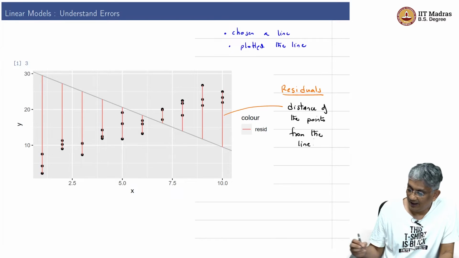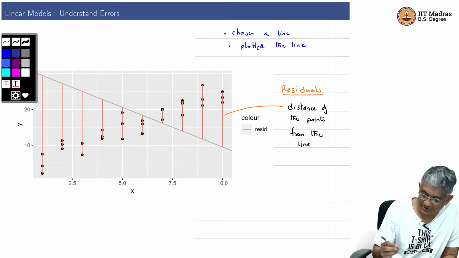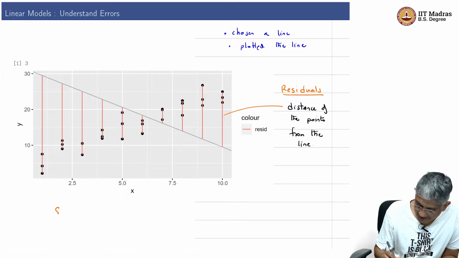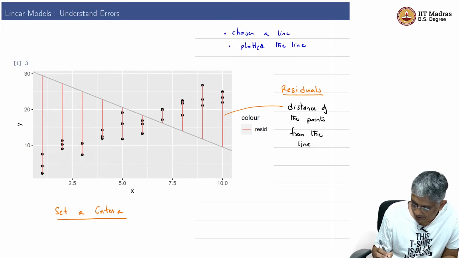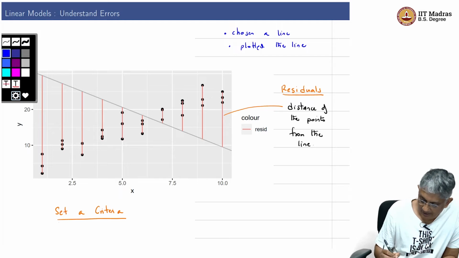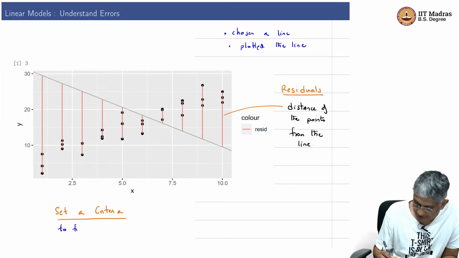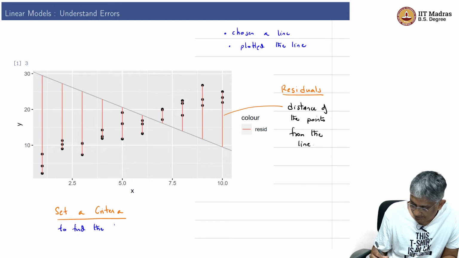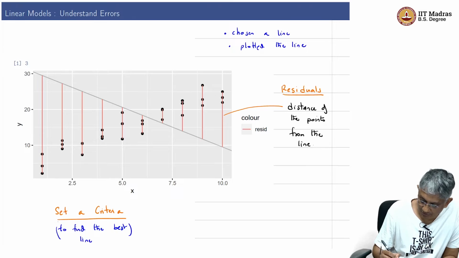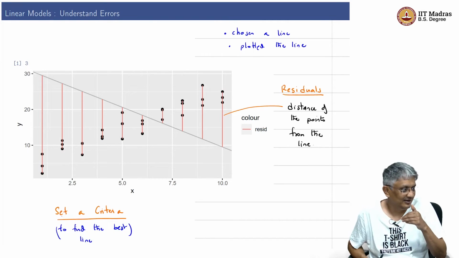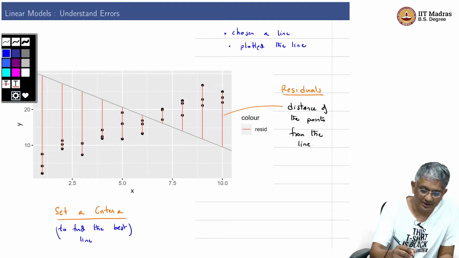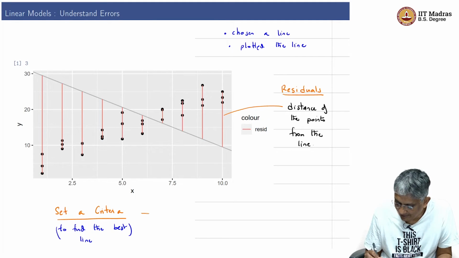So once I have this, can we set a criteria to find the best model, to find the best line based on the residuals? One already I've hinted to you is that I've drawn these distances, right? So there are several criteria one can use. Let me write three criteria down.